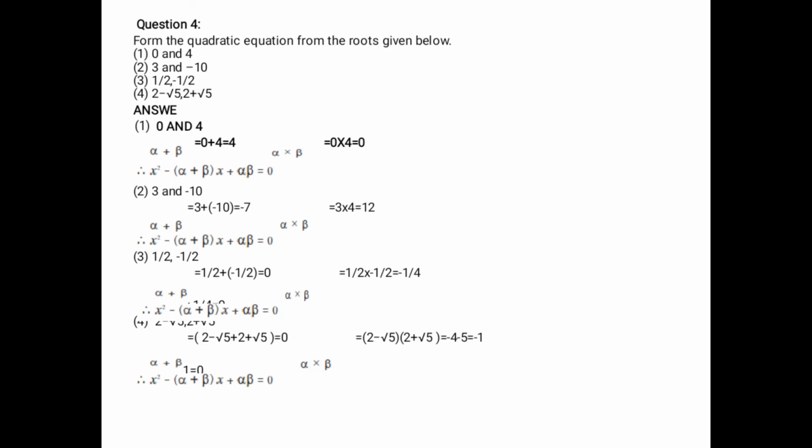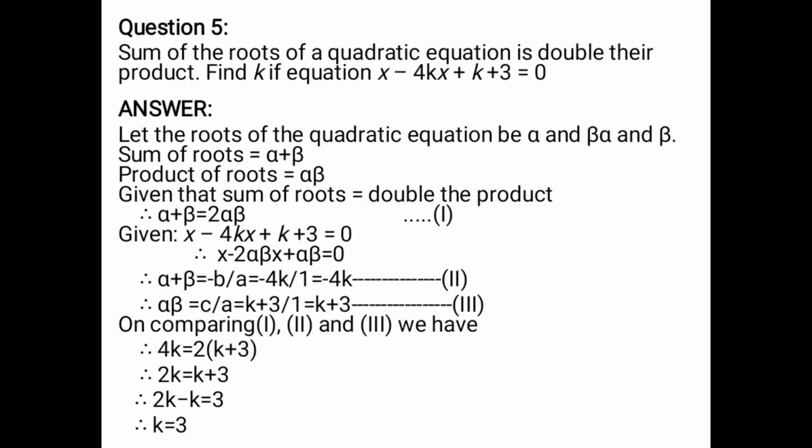3 into 10 is equal to 30. Then the equation is x square minus 7x plus 30 is equal to 0. Next example, 1 by 3 and 1 by 2 and minus 1 by 2. Then put the alpha plus beta and alpha into beta values in the equation x square minus (alpha plus beta)x plus alpha into beta. Then similarly solve some more examples.